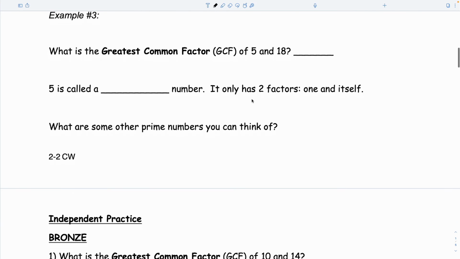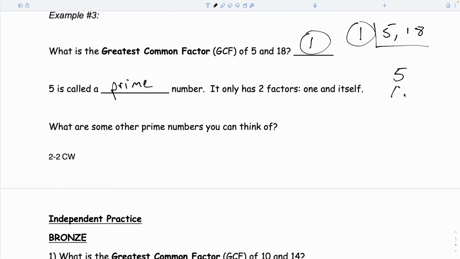Check out the GCF of 5 and 18. Make a birthday cake. Can anything go into 5 and 18 evenly? I'm checking 2, no. 3, no. 4, no. 5 can't divide into 18. So this is actually prime, and it's just 1. 1 is the only number that goes into 5 and 18. 5 is called a prime number, and that means it only has 1 and itself as factors.